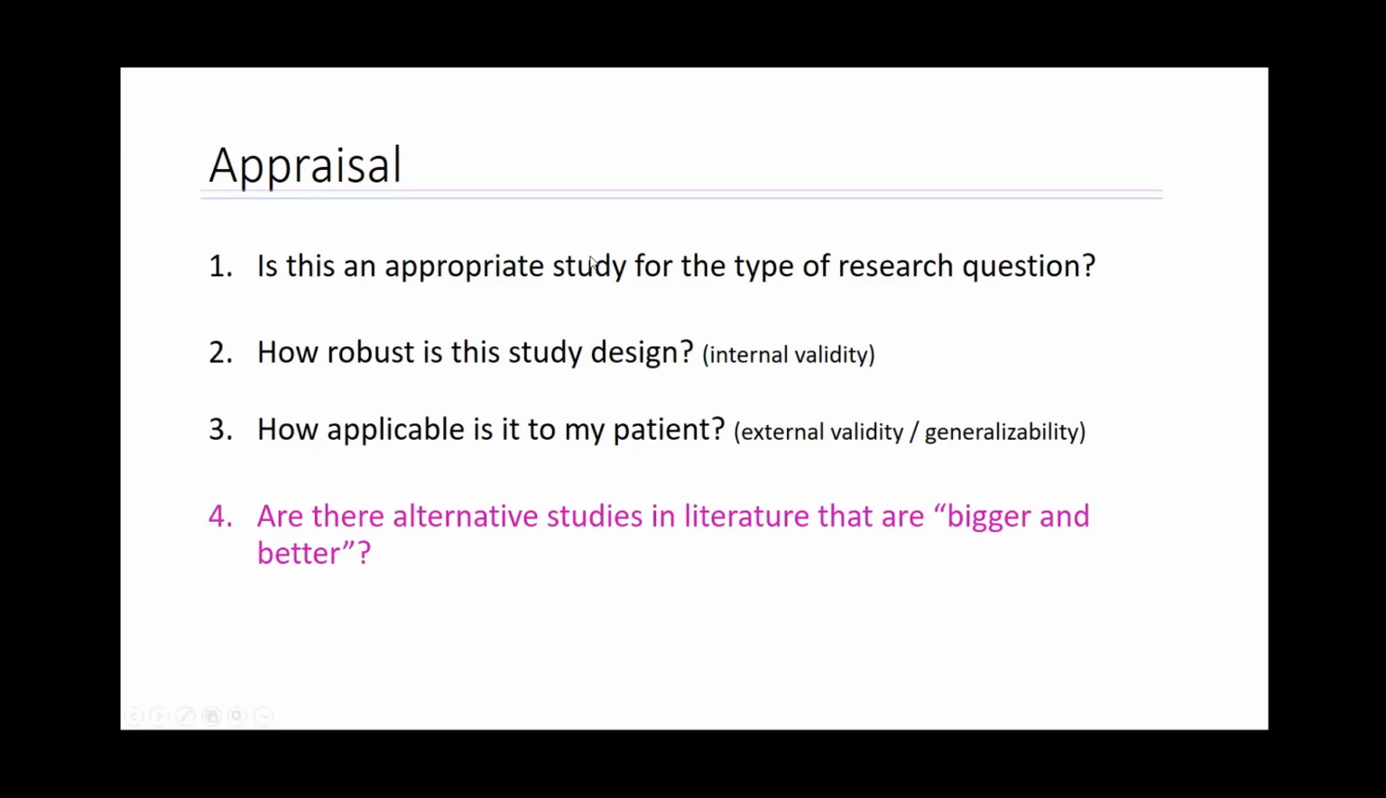And I'm not really going to go into too much detail here, but these are some of the questions that you may want to ask yourself. Is this an appropriate study for the type of research question you're asking? How robust is the study design? Does it have internal validity? Are there holes in the way that they did the study? How applicable is it to my patient? What is the generalizability of this data to the cases we want to answer on the floors? And then finally, once you've done that appraisal, you have to ask yourself: are there alternative studies that are bigger or better?